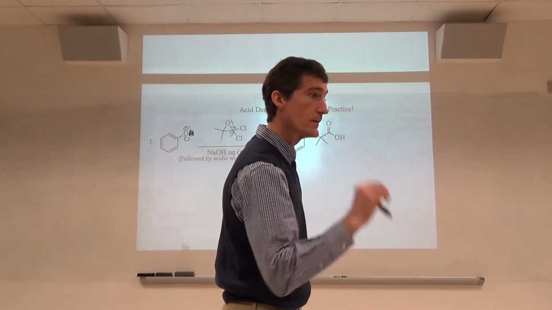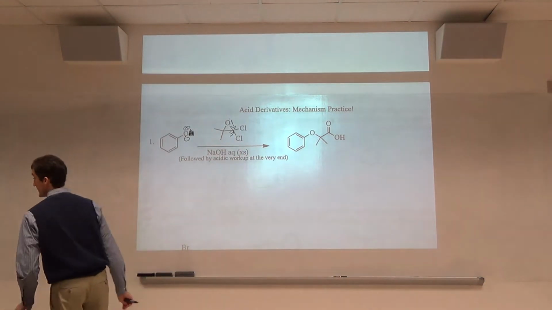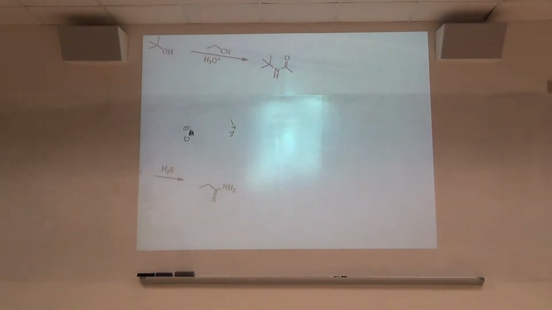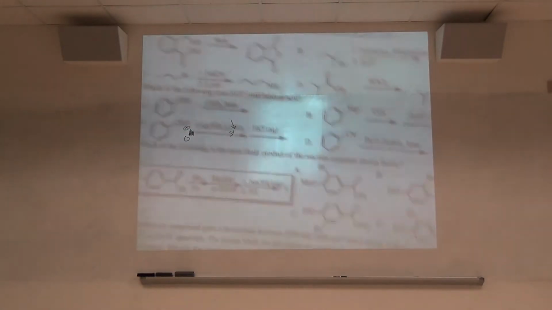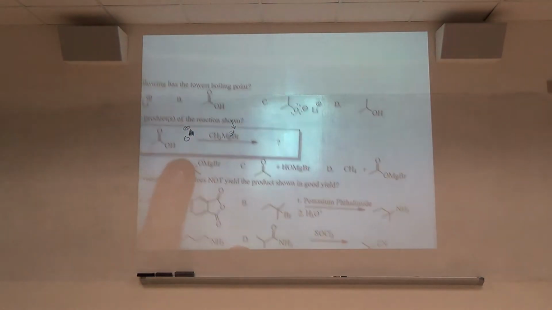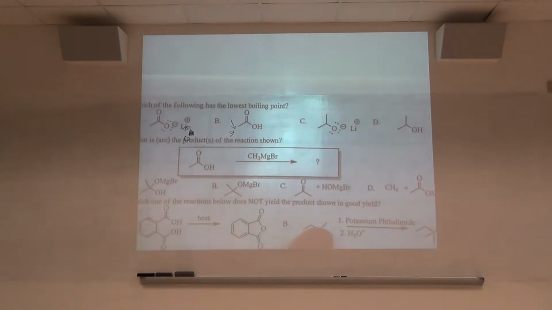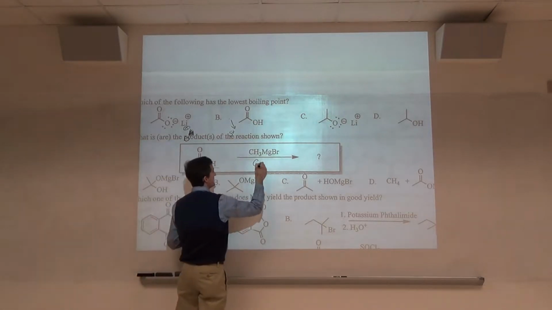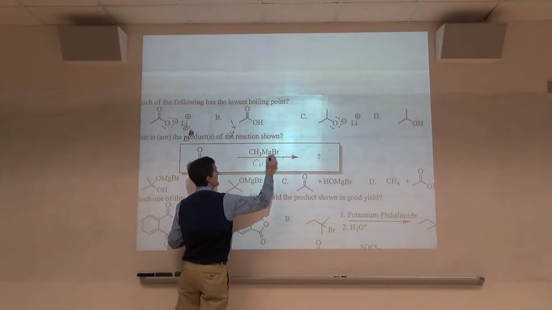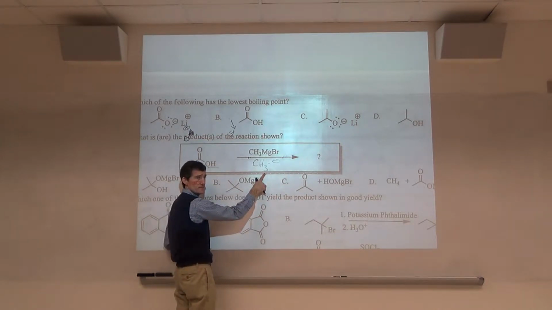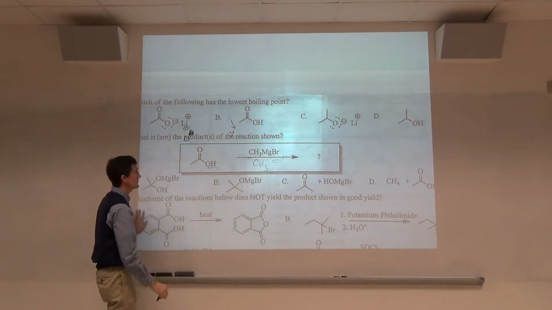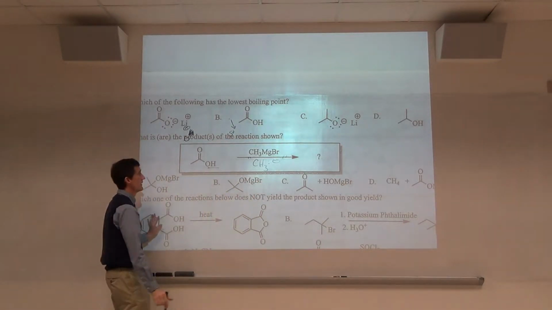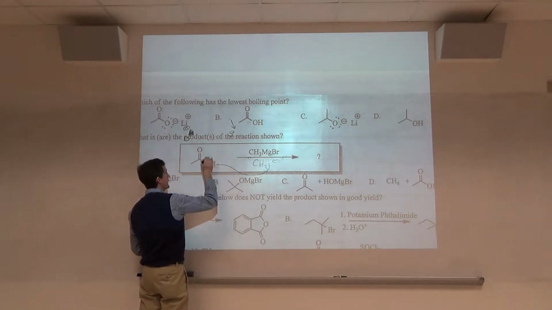Number 17 on page 49. Multiple choice. Is this just an acid-base reaction? Well, this is a carboxylic acid. This is a CH3 minus, essentially. You think that's basic? Yeah, that's a very strong base, and a good nucleophile in the form of a Grignard. What's going to happen? It's just going to take the H. What are we going to make?